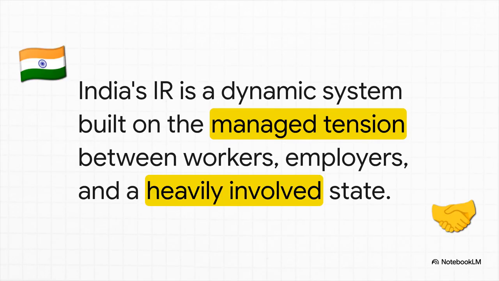So look, if there's just one thing you remember from all this, let it be this. India's industrial relations system is not some simple, predictable machine. It is a dynamic, complex, living ecosystem. It's built to manage the natural, and probably permanent, tension between the three key partners in any economy: workers, employers, and the state, all in an effort to keep the nation moving forward.